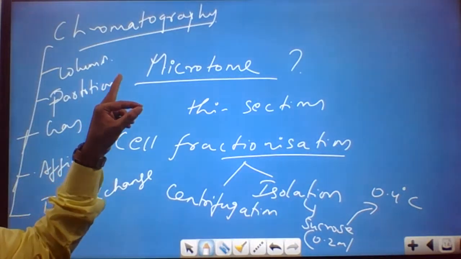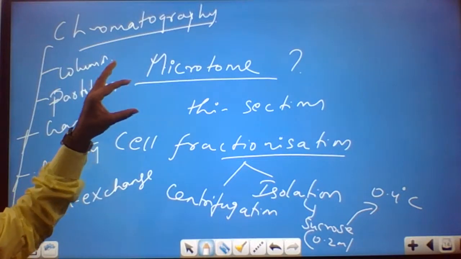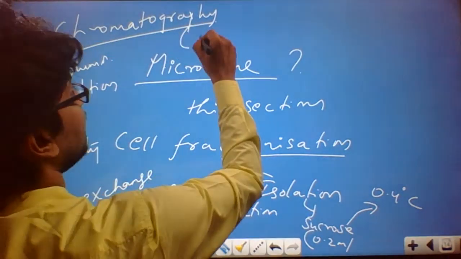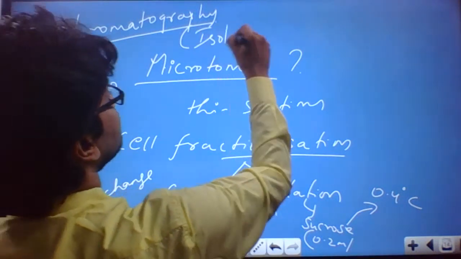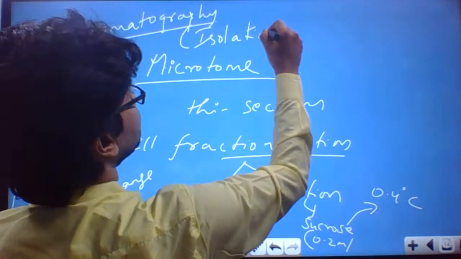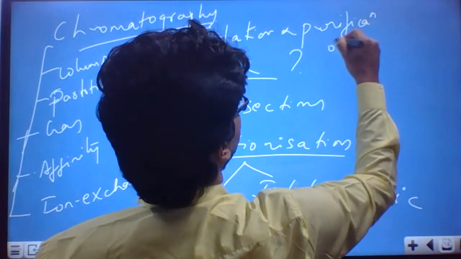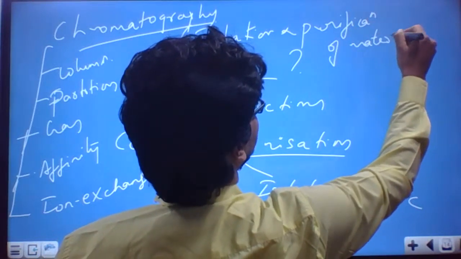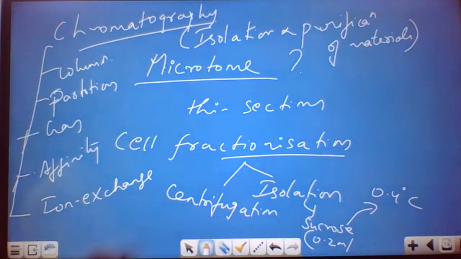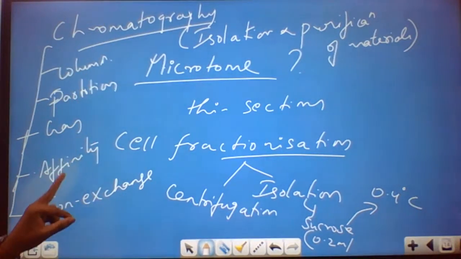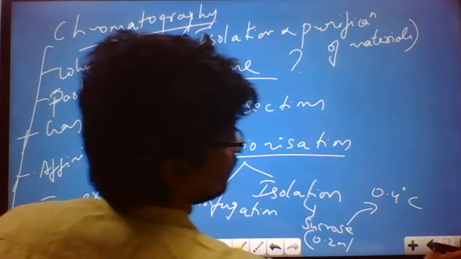Chromatography works on the principle of partition coefficient. It is used for isolation and purification of materials. For isolation and purification of materials, you can use a chromatographic technique: column, partition, gas chromatography, affinity chromatography, and ion exchange chromatography. So I will show the diagram.